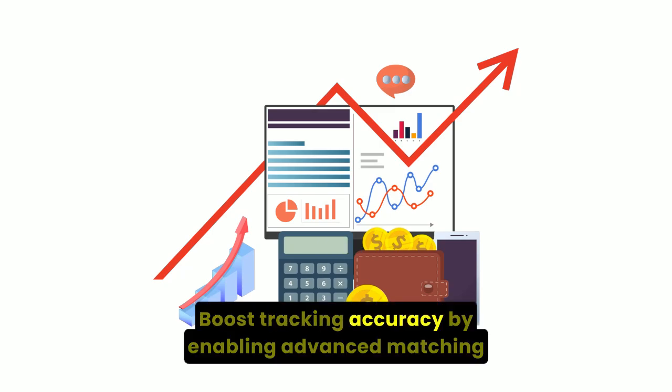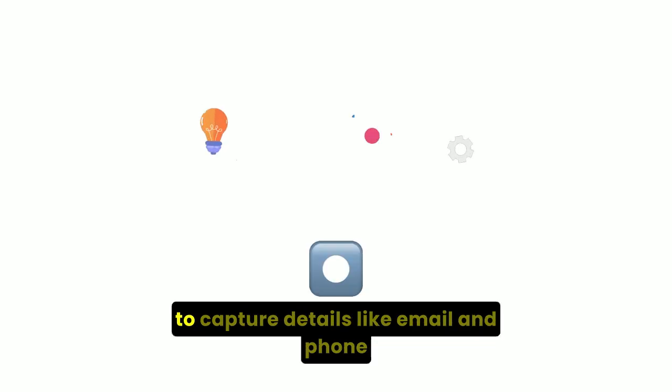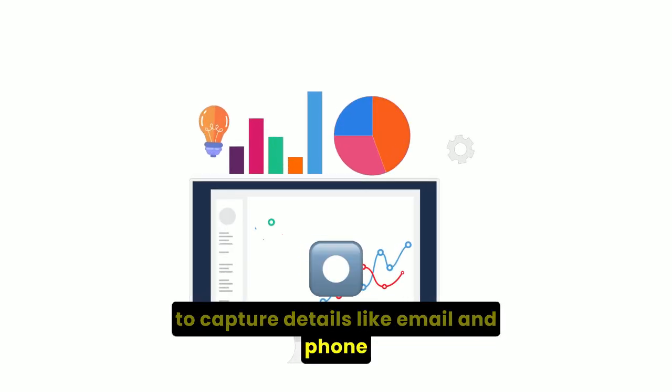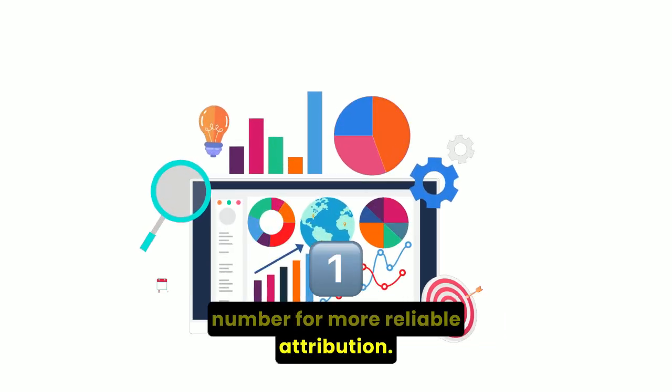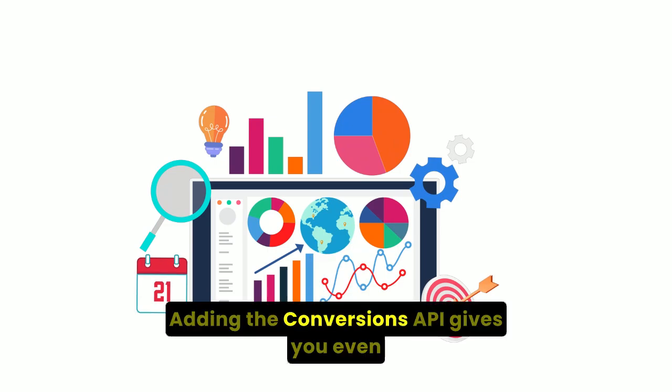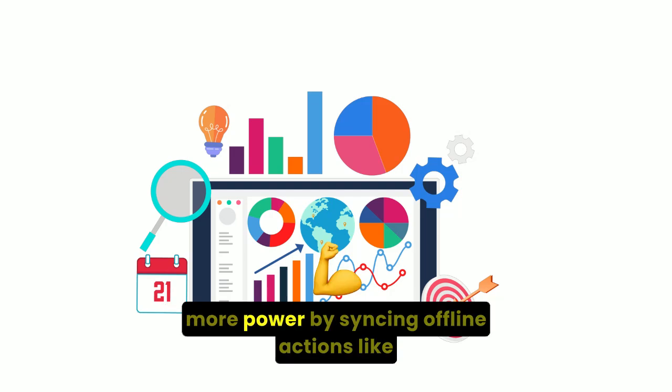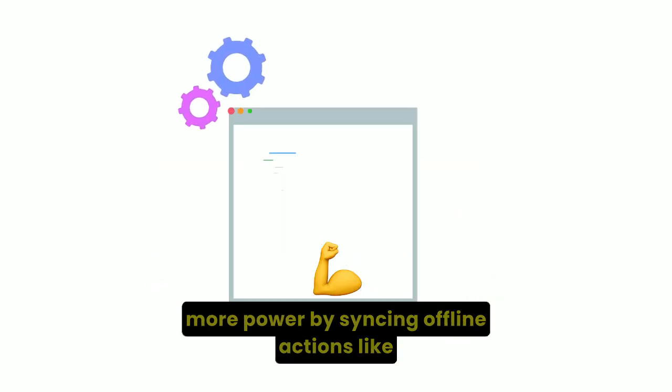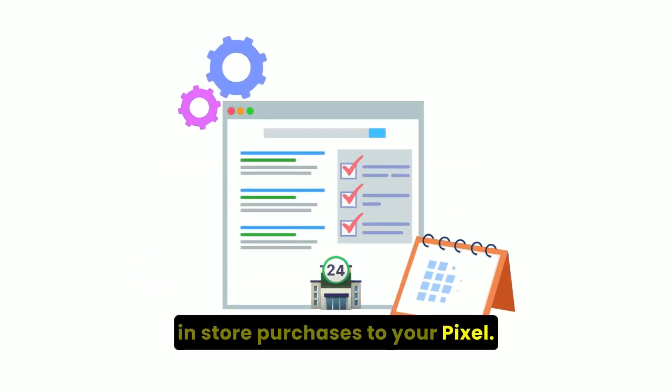Boost tracking accuracy by enabling advanced matching to capture details like email and phone number for more reliable attribution. Adding the Conversions API gives you even more power by syncing offline actions like in-store purchases to your pixel.